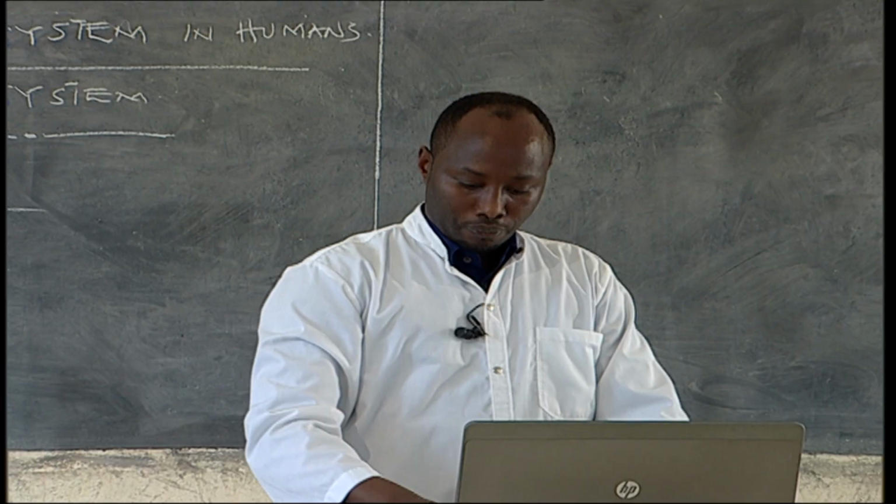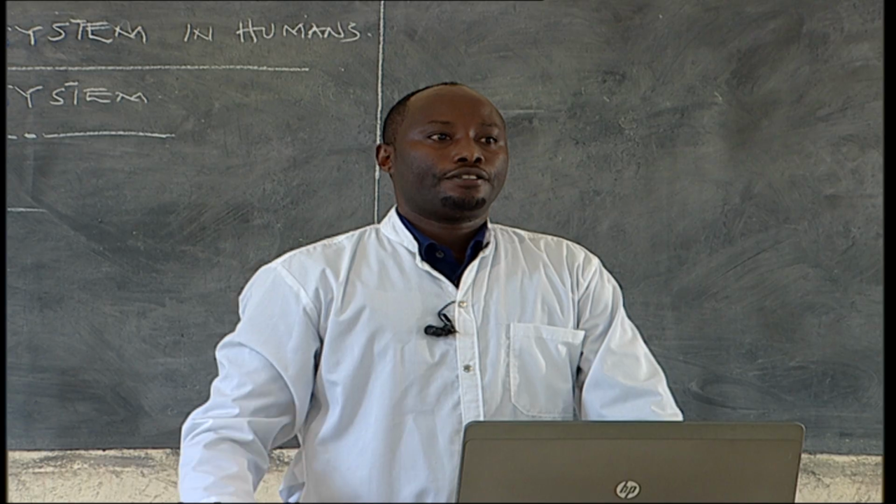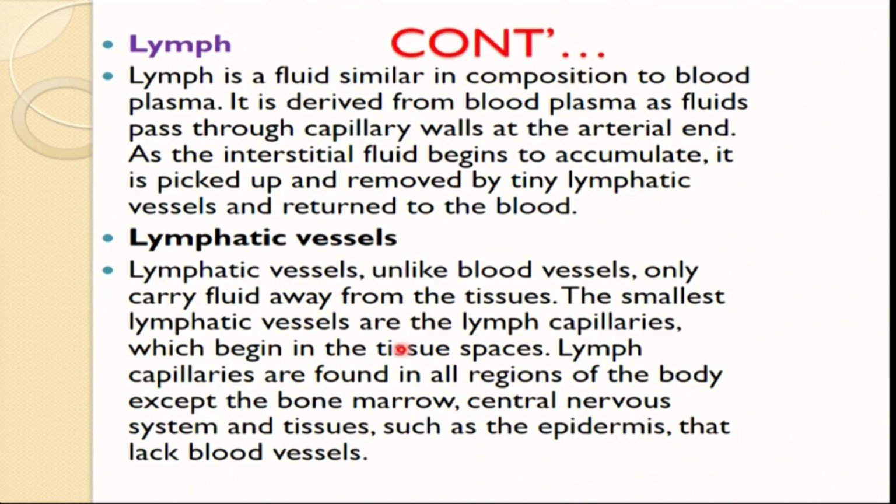So I said lymph is a fluid similar in composition to plasma. It is derived from blood plasma as a fluid passing through the capillary walls as interstitial fluid, as I mentioned at the beginning. It accumulates, is picked up and removed into the lymphatic vessels, and returns back to the blood system. What are lymphatic vessels?